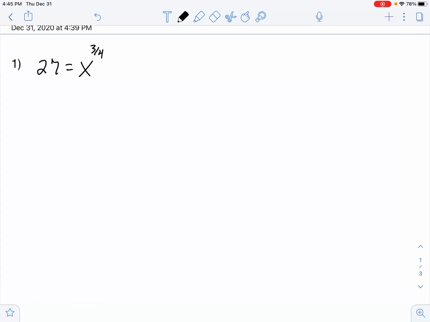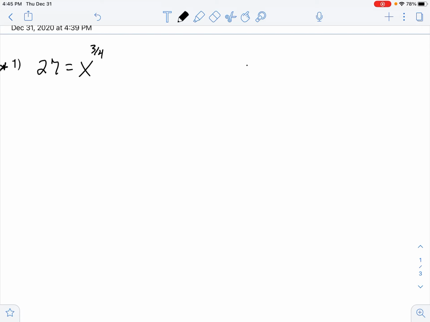All right, guys. So we're going to solve equations that have rational exponents. So let's take a look at number one that we have right here. And you can see that we're trying to solve for x, but it's being raised to the 3/4 power. So this is something new for us. But I want to show you something so that you can think about how we can actually solve this.